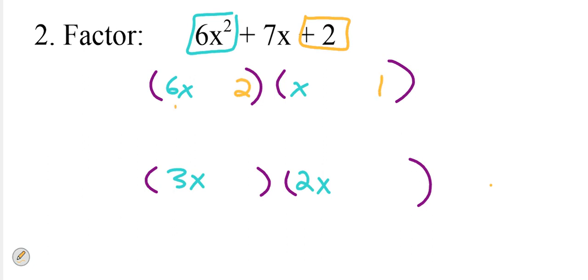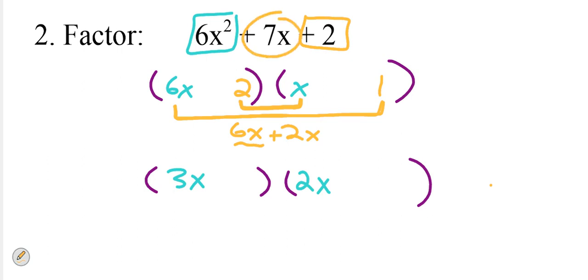Well, let's go ahead and see. 6x times 1 gives me 6x. 2 times x gives me 2x. So I'm showing you a shortcut before we really commit to something. If we check the outer, the 6x times the 1, and we combine that with the inner, the 2 times x is 2x, and we don't get our middle, then we know this is not the right one for us.